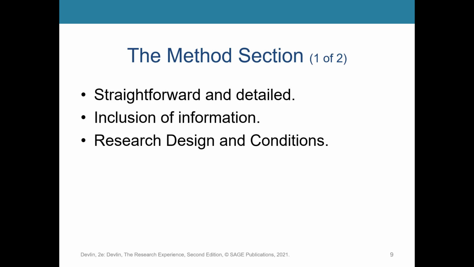The materials, or materials and measures, section talks about the instruments you used, how many questions were on each instrument, and whether there were any reliability statistics or internal consistency statistics you can report, like Cronbach's alpha. You report that here.